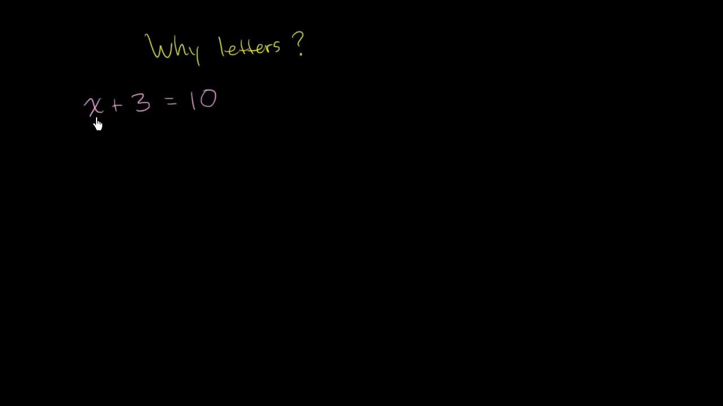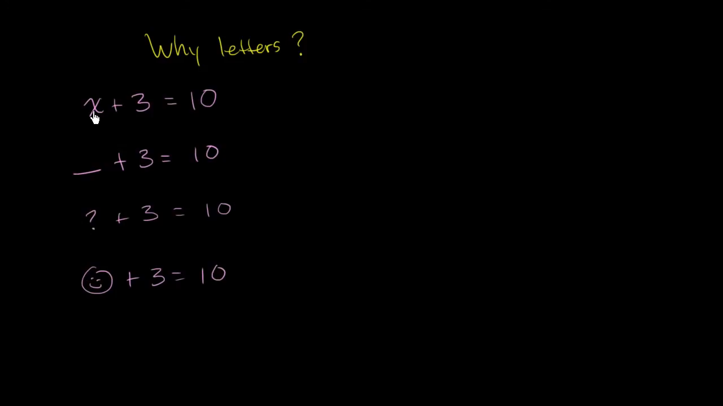But it did not have to be the letter x. We could have literally written blank plus 3 is equal to 10. Or we could have written question mark plus 3 is equal to 10. So it didn't have to be letters, but we needed some type of symbol. It literally could have been smiley face. Smiley face plus 3 is equal to 10. But until you know it, you needed some type of a symbol to represent whatever that number is. Now we can go and solve this equation and then know what that symbol represents.